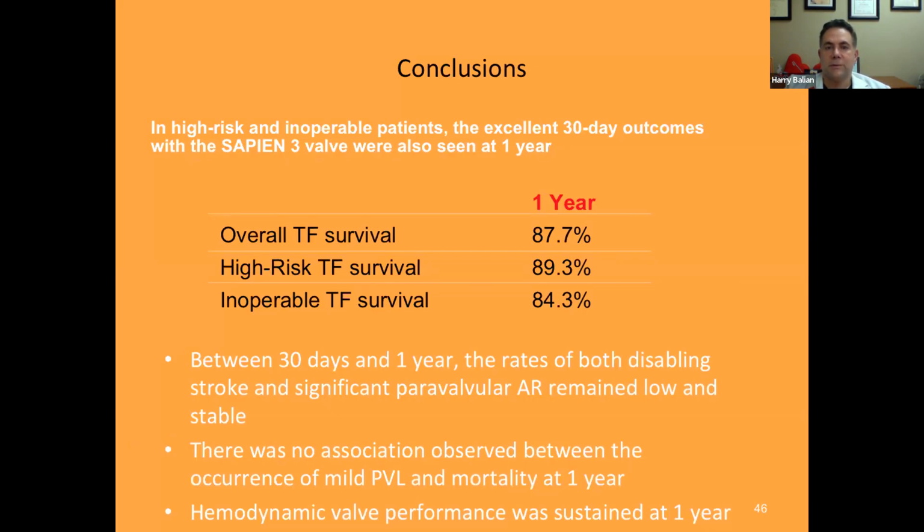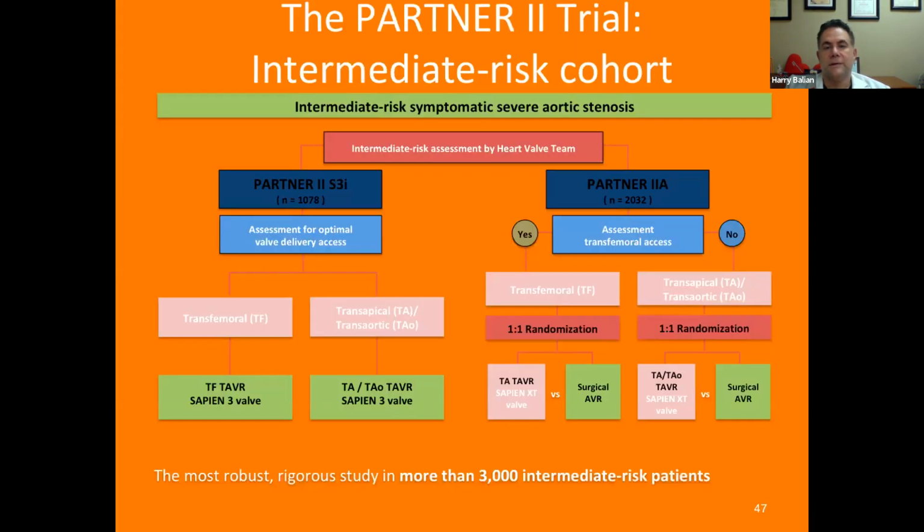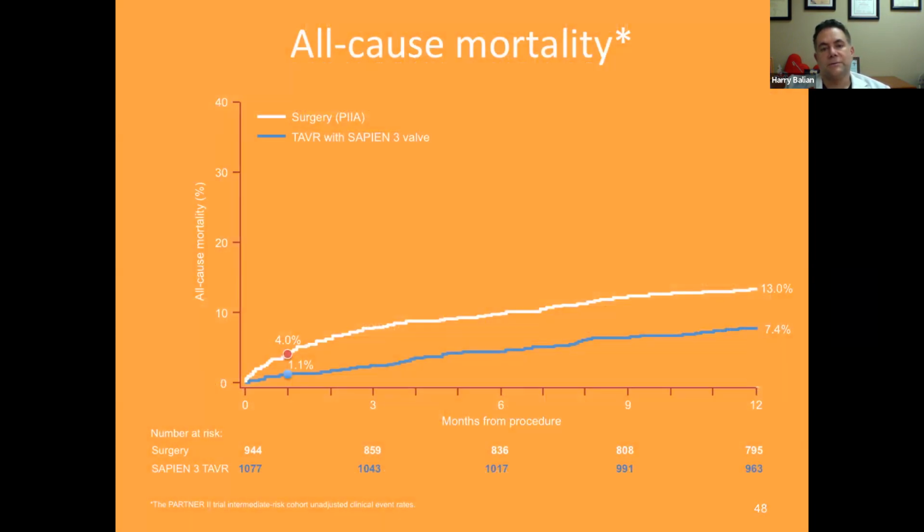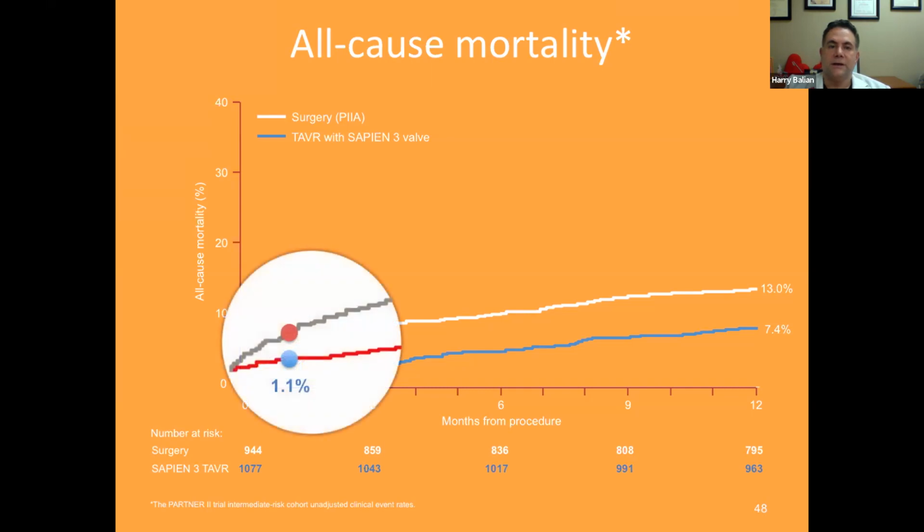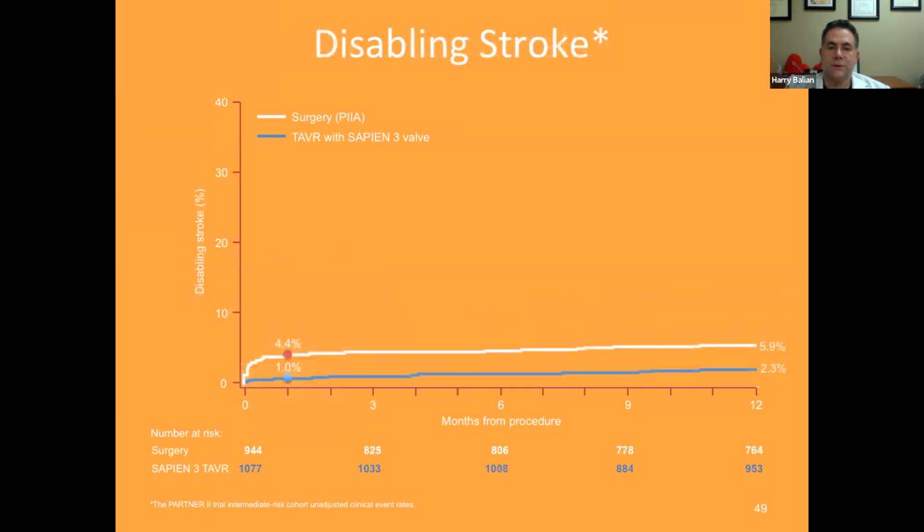Survival in high risk and inoperable patients has an excellent 30-day outcome and also at 1 year. This is the PARTNER trial, where they looked at the SAVR versus the TAVR patients and outlined their overall stroke rate and also their hospitalization rate. All-cause mortality was lower, 1% for the TAVR group versus 4% in the SAVR. The disabling stroke rate was 1% versus 4.4%, TAVR versus SAVR.